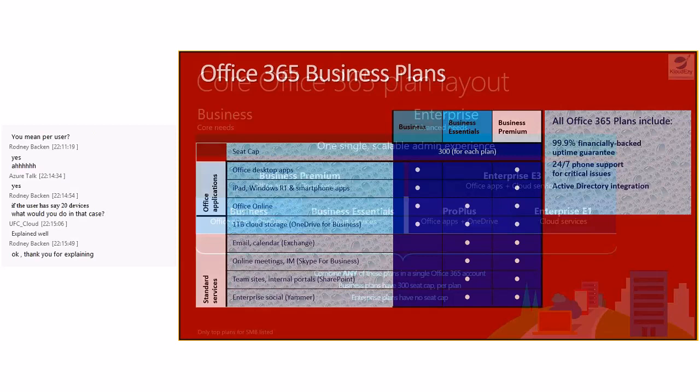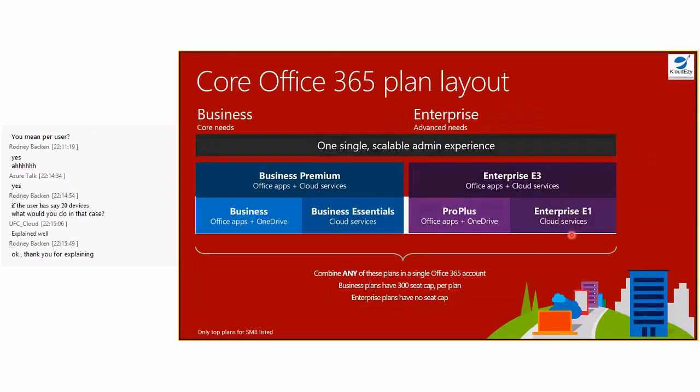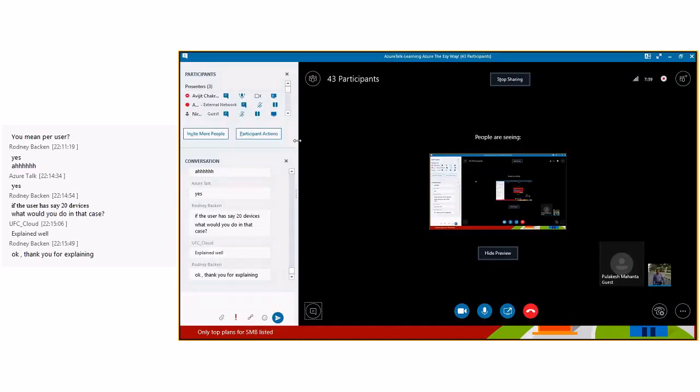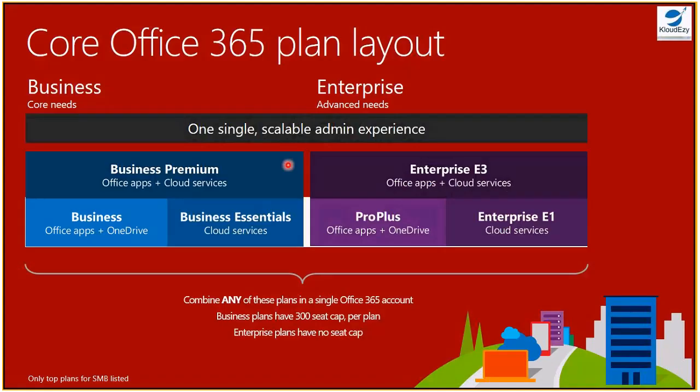So, this is the core Office 365 plan layout. I have shown the enterprise plans as well. I have already shown you that the business plans are business open, business essential, and business premium. The enterprise plans have Office Pro Plus, as we call it, and we have Enterprise E1 and Enterprise E3.